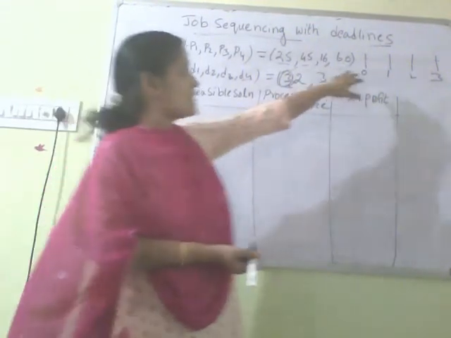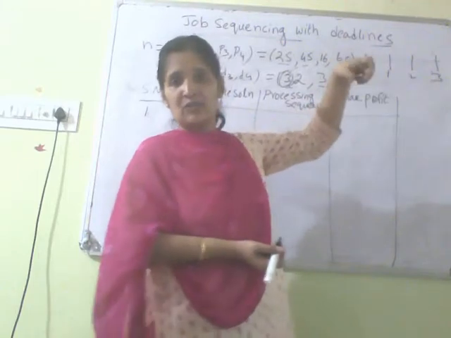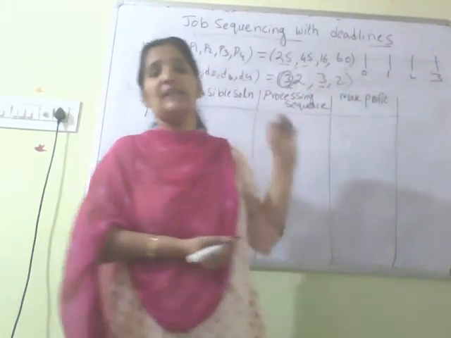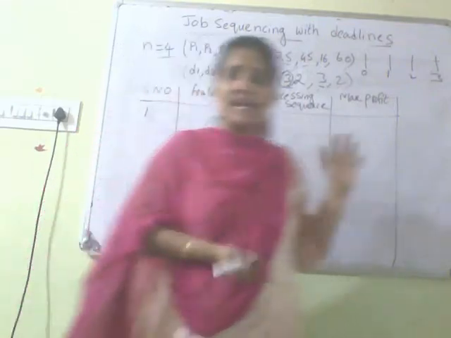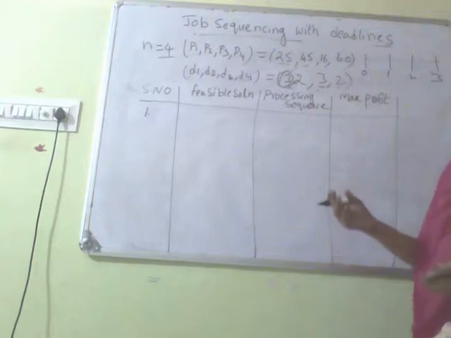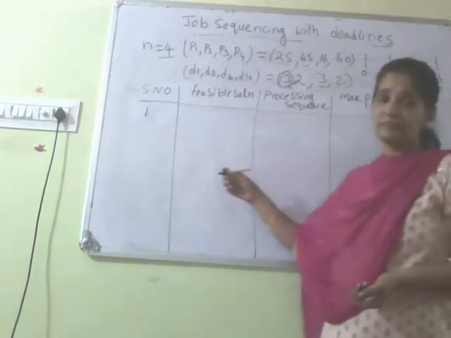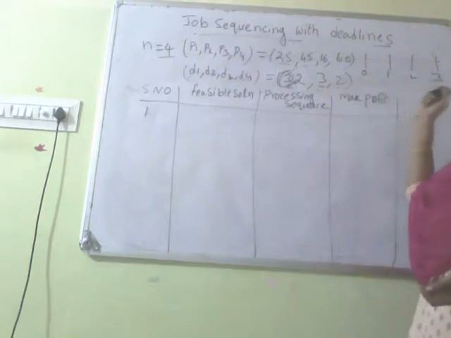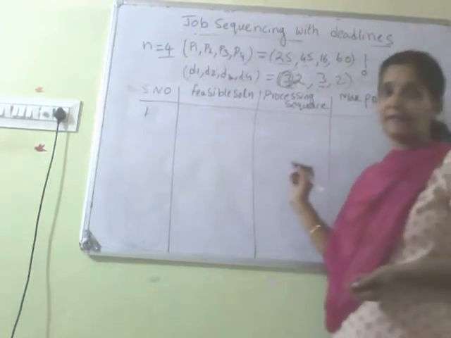So the 3 slots are 0 to 1 is 1 slot, 1 to 2 is another slot, 2 to 3 is another slot. If it is clear, please say yes, then I'll proceed further. I am not able to understand whether you are following or not. Is the number of slots clear? So 3 slots we have, right?